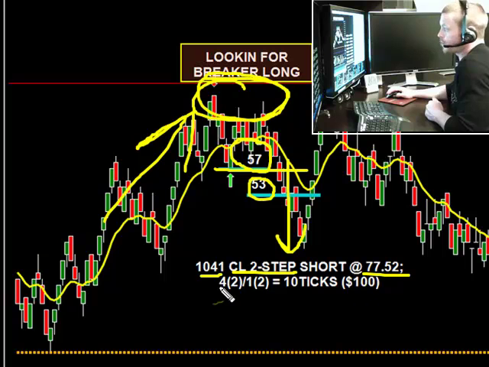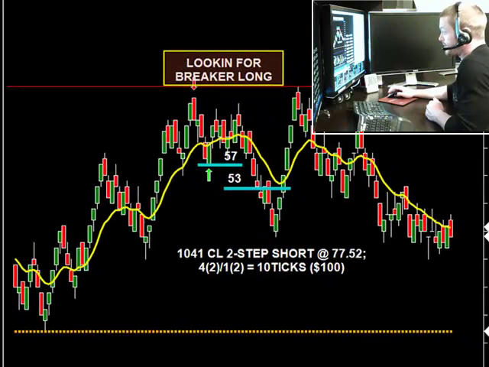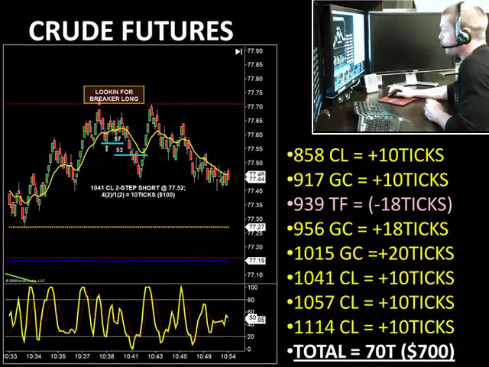52 was the fill. Of course, we got another +4 +1 for 10 ticks there, guys, $100 once again here on crude. Now we're going to keep going here, guys. As you can see, we've continued to take these small winning trades.